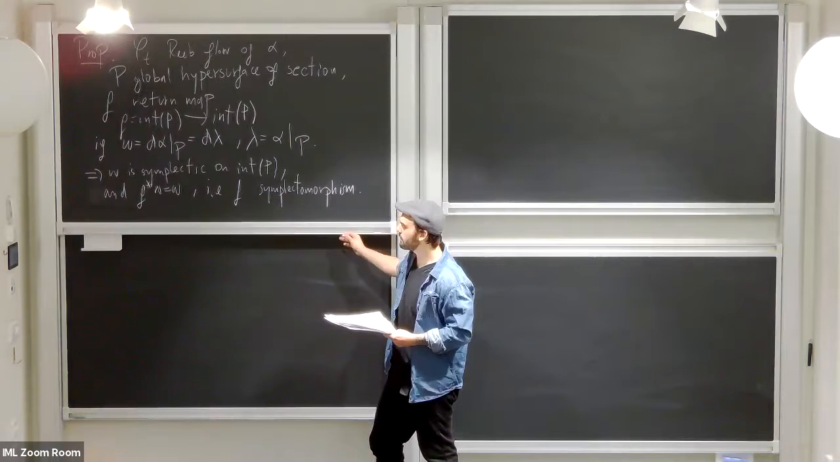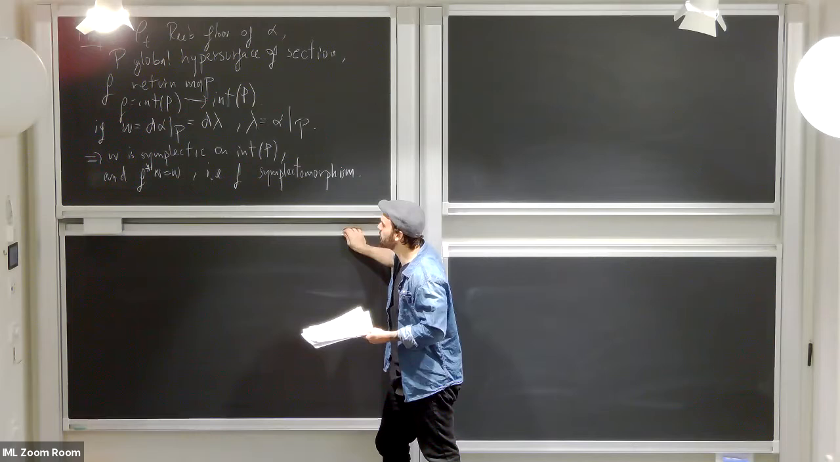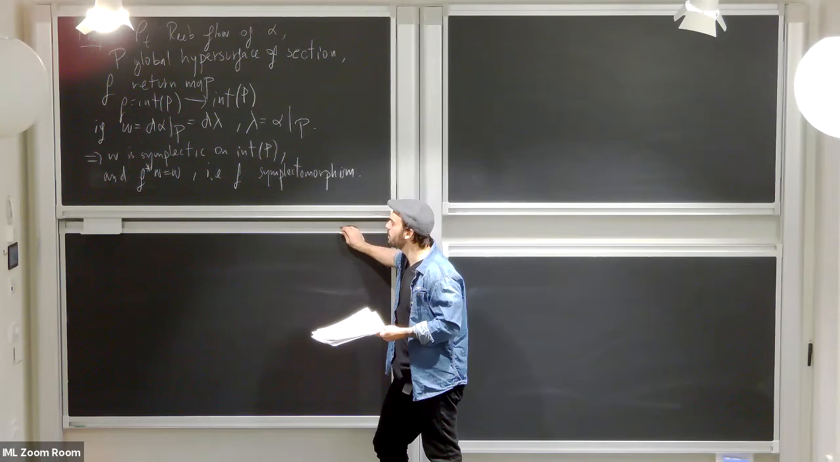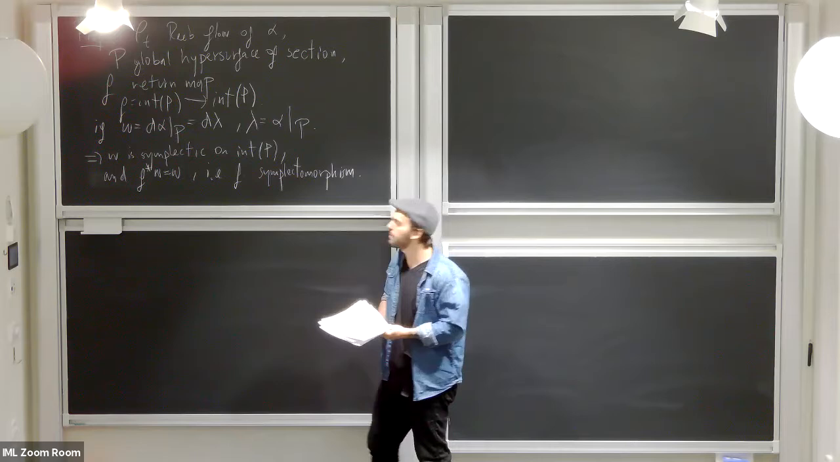So in other words, whenever you have a return map arising from a Reeb dynamical system and you're given a global hypersurface of section, then automatically F preserves the symplectic form, and in particular, the symplectic volume. This is a high dimensional generalization of the fact that in dimension three, you always have return maps preserving area.